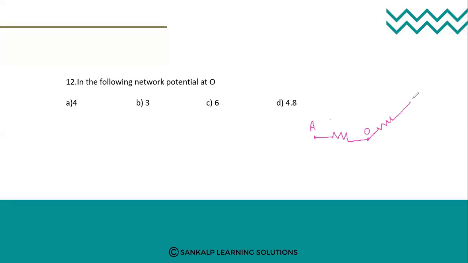Okay, so this is B. This point is B, and here one more branch is there, and this is C. So here we have 2 ohm, and here we have 4 ohm, and here there is a 2 ohm again, and at A we have 8 volt, and at B we have 4 volt, and at C we have 2 volt. So please copy down the circuit.